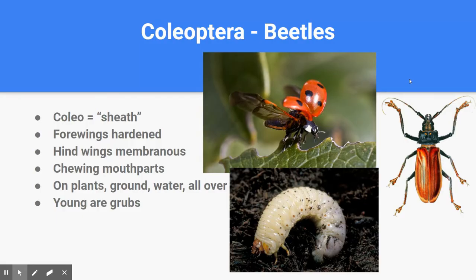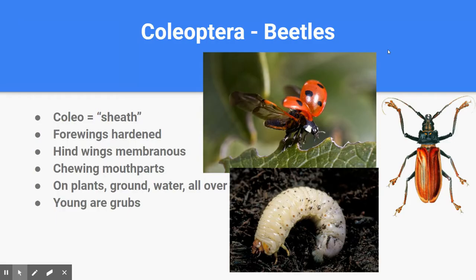Maybe they're a chewer of plant material. Maybe they are a predator. In fact, the ladybug, you might know, is a predator, feeds on aphids. Very, very highly regarded by gardeners and farmers for the fact that they can help alleviate some of those pests for crops. There's water beetles, basically all over the place.